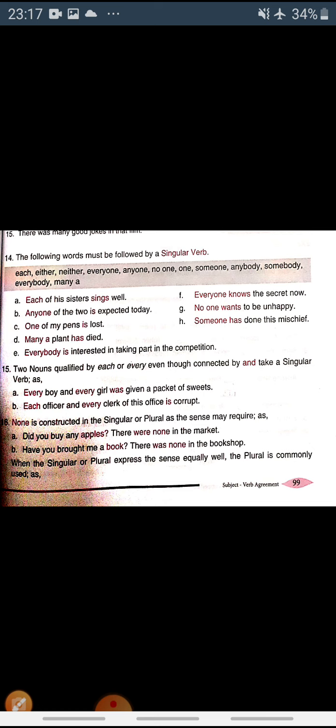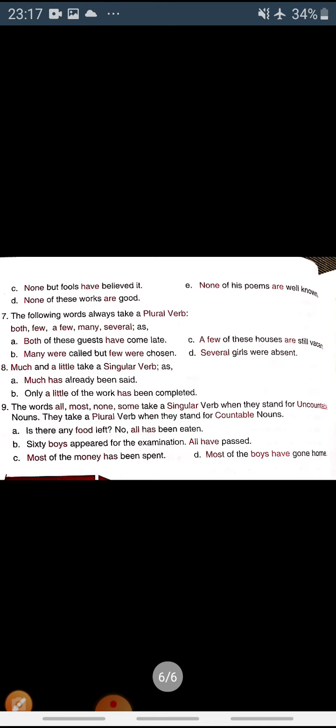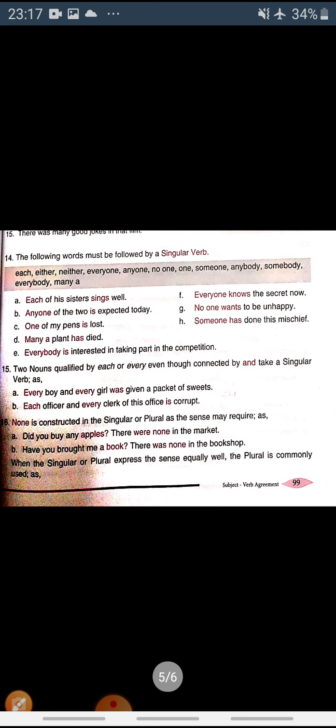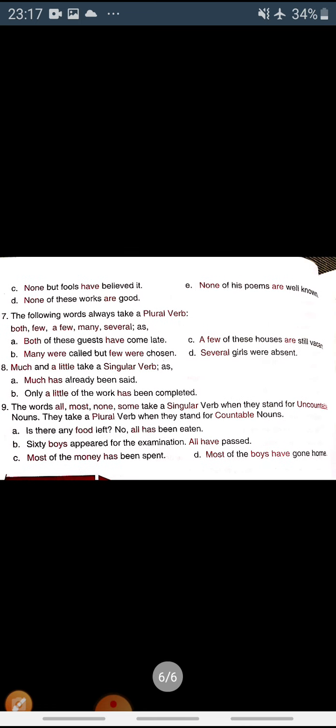Have you brought me a book? There was none in the bookshop. Clear? None but fools have believed it. None of these works are good. None of his poems are well known. Clear now? So it will depend upon the sense of the sentence whether they will take a singular verb or a plural verb.